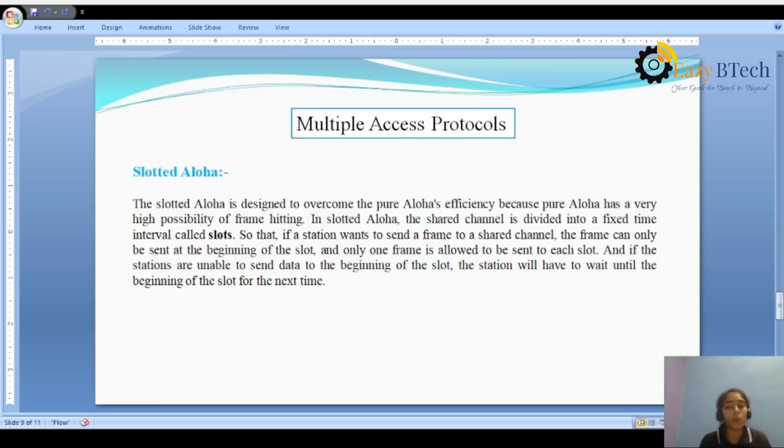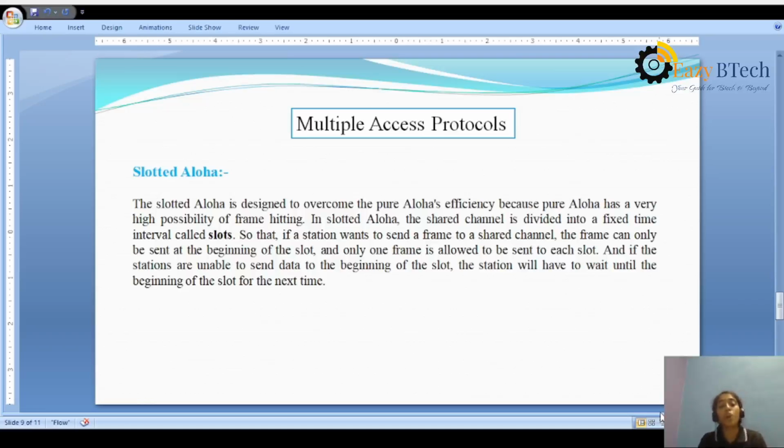To overcome this, pure Aloha has a very high possibility of frame collision, right? Because a number of stations transmit data frames at the same time. Definitely the frame collision will be high in pure Aloha. To overcome this, slotted Aloha is introduced. The shared channel, which is shared by a number of users, is divided into fixed time intervals, fixed time periods called slots.